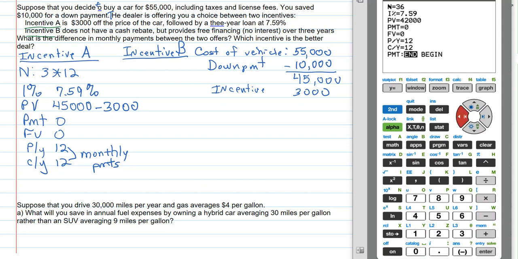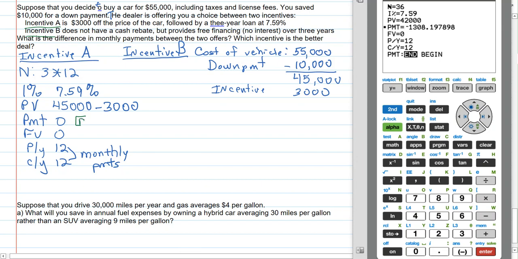So we're at the payment, and we're going to do an alpha enter. And I see I get the 1308.1978, blah, blah, blah. So this means that my monthly payment is $1,308.20. All right. Now we're doing incentive B.